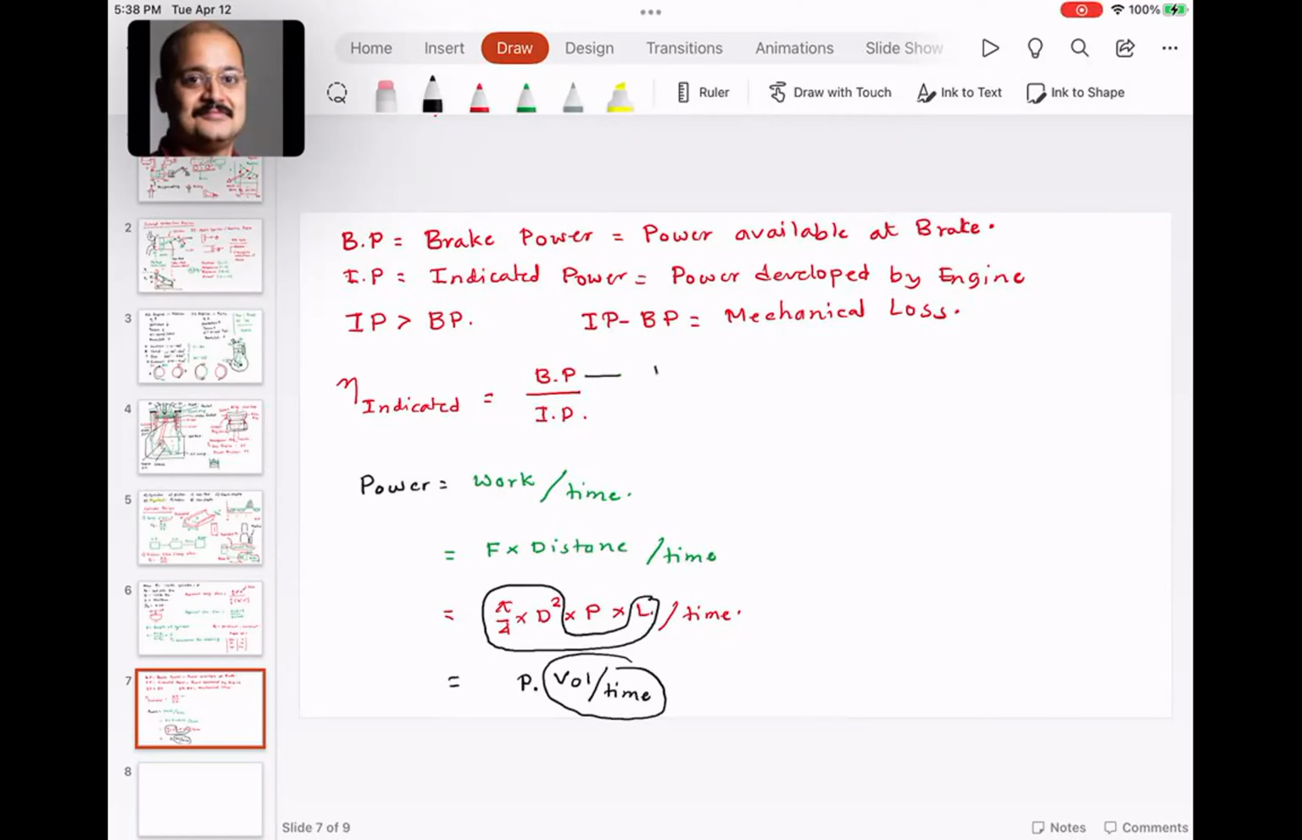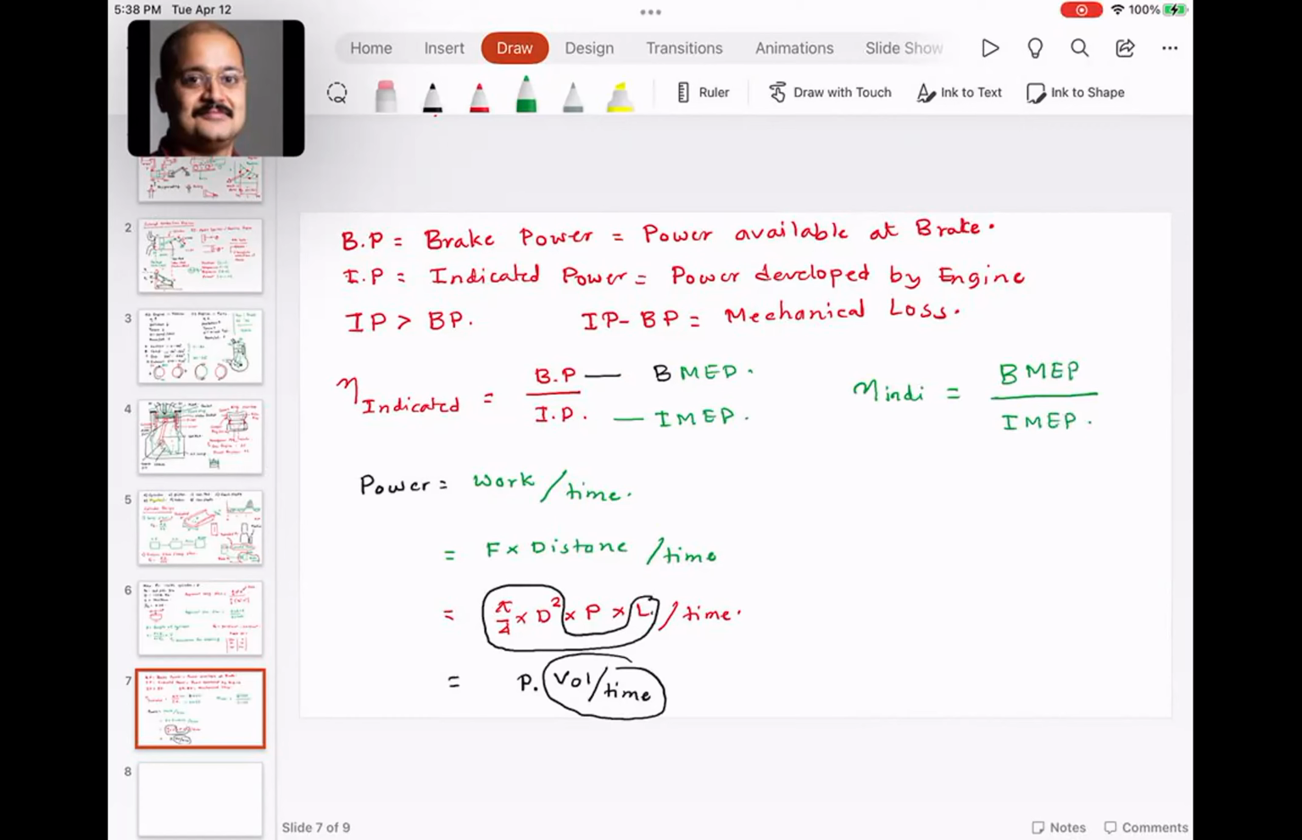If brake pressure, it's also called as brake effective pressure or brake mean effective pressure, and then you have indicated mean effective pressure. So efficiency indicated is also the ratio of brake mean effective pressure divided by indicated mean effective pressure.